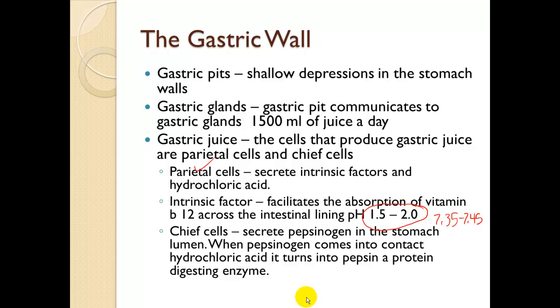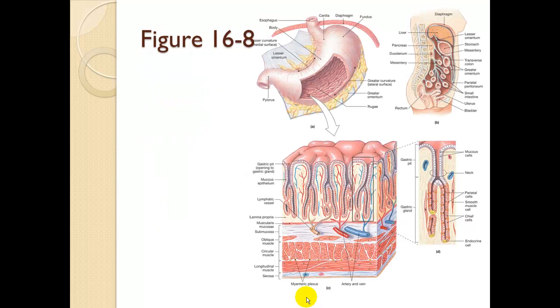So, quick review one more time: we started breaking down carbohydrates in the mouth with salivary amylase, and we started breaking down proteins in the actual stomach with the help of the parietal and the chief cells. And this is the same picture. These are our parietal and our chief cells down in the gastric pits of our stomach.